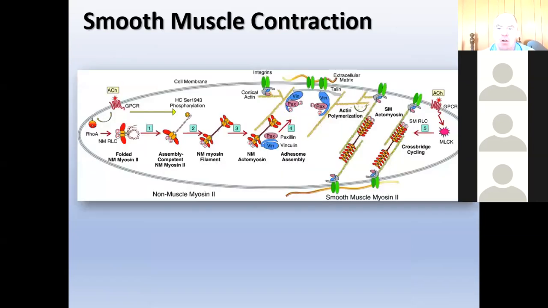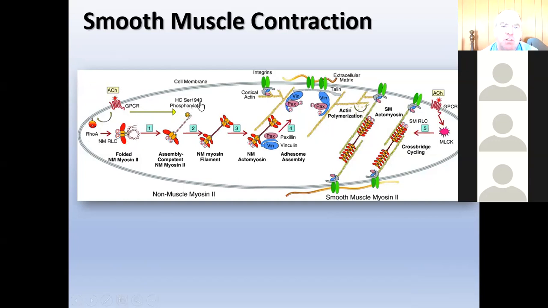This is a really cool figure. I found this on the web. This kind of ties up, shows you actually how the contractile apparatus actually causes the cell to contract. So over here, it's everything we just talked about, just a different way of looking at it, and more detail, which you're not responsible for. So over here is our G protein coupled receptor, acetylcholine activated muscarinic receptor that activates Rho A. Rho A then activates ROCK.